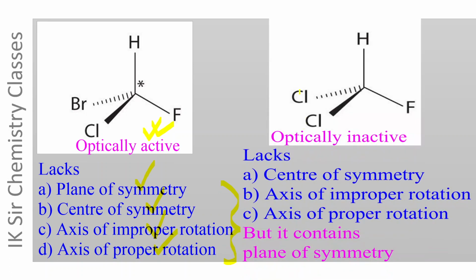On the other hand, the dichlorofluoromethane molecule, which is optically inactive, lacks center of symmetry, axis of improper rotation, and axis of proper rotation. But this molecule has a plane of symmetry. This plane passes through the carbon atom, hydrogen atom and fluorine atom and bisects the angle. The Cl-carbon-Cl bond angle is bisected by this plane of symmetry. It means if a molecule has a plane of symmetry, it is optically inactive.